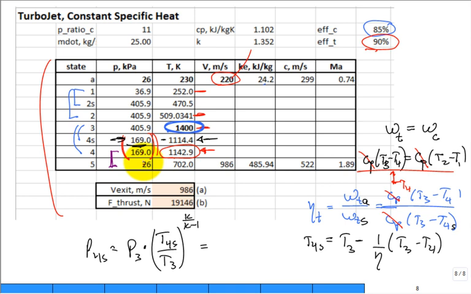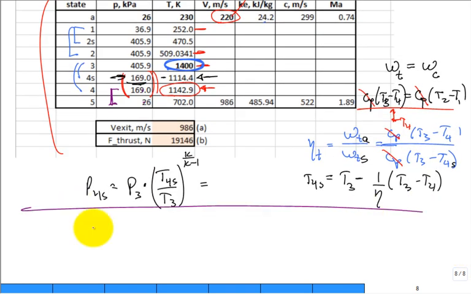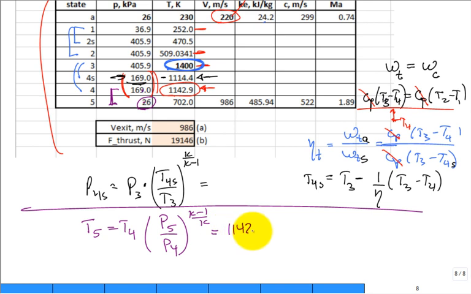All right? So it's the same type of equations. It's isentropic flow through the nozzle. So we have the pressure difference. So we find T5 is equal to T4 times P5 divided by P4 to the K minus 1 over K. So we know we're going back to 26 kilopascal. That's the inlet pressure. That's the exit pressure. We know that we can have 169. So our temperature at 4 is 1142.9. Then we have the pressure, 26 divided by 1 to the 0.4 divided by 1.4.